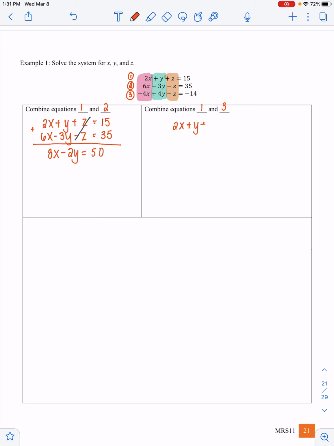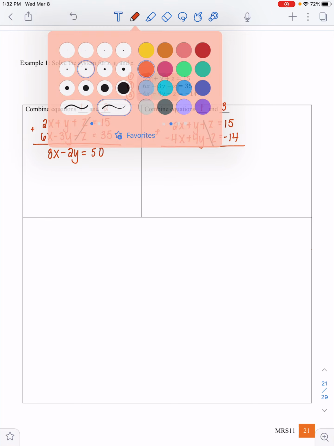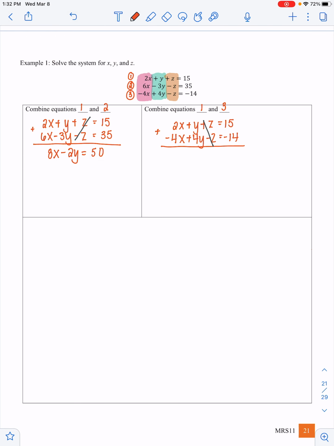2x plus y plus z equals 15, and equation 3 is -4x plus 4y minus z equals -14. Again, since I have opposite coefficients, I can add them together. Our z's will cancel out. And then we're going to add our other variables together. 2x plus -4x gives us -2x. And then y plus 4y gives us 5y. 15 plus -14 gives us 1.